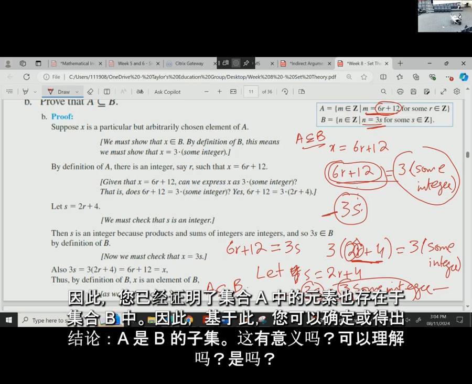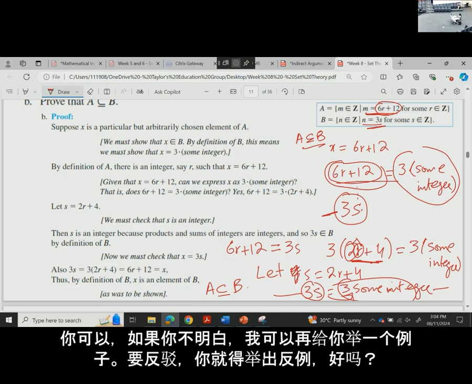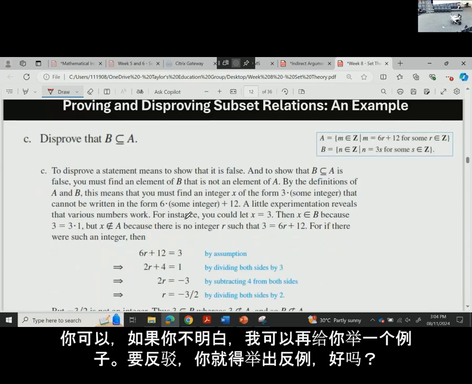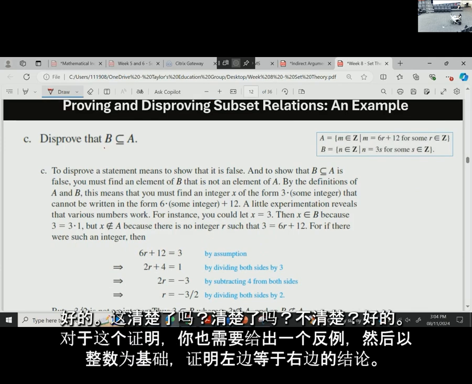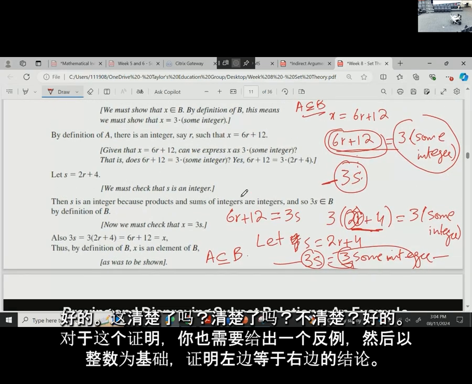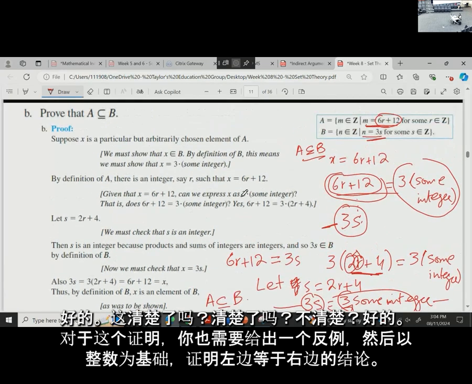Does it make sense? Is it understandable? Yes? Okay. If you don't understand, I can show you one more example. For disproving, you will need to show a counter example. Okay. Okay, is this clear? Yes, no?